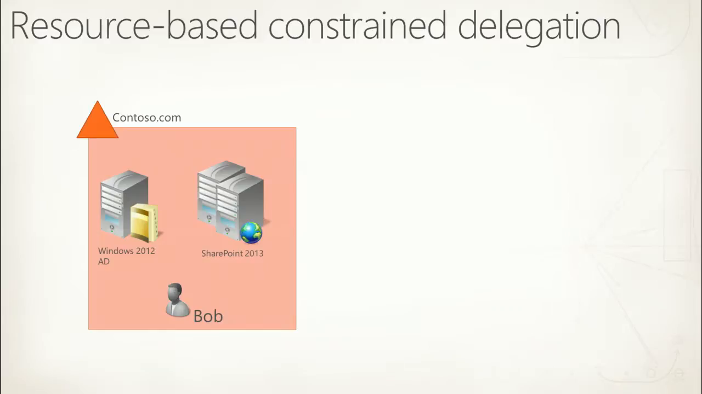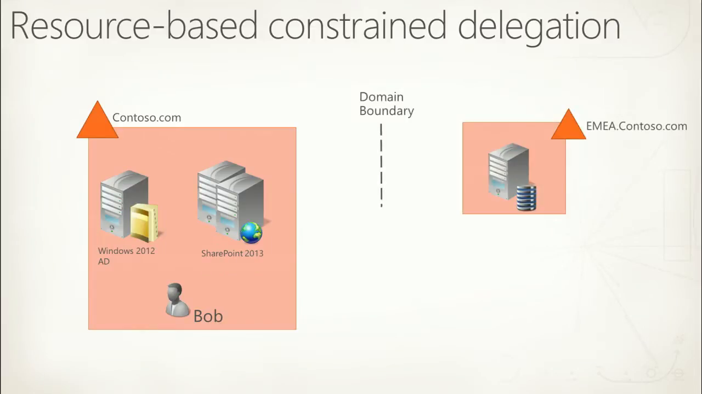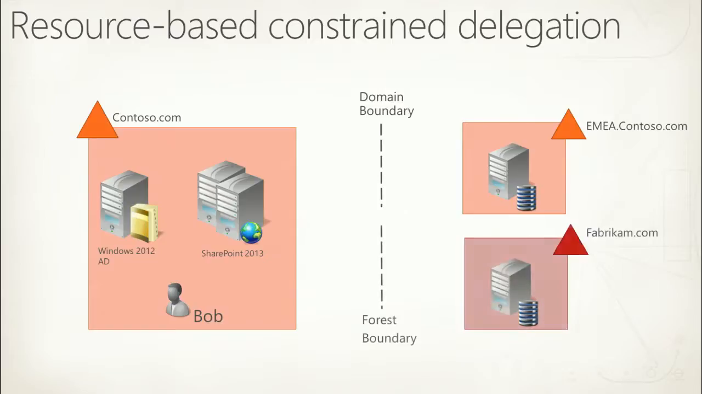All right, so in Resource-Based Constrained Delegation, I have, in this example, a very simple forest, single domain. I've got a SharePoint environment. I'm running Windows 2012 Active Directory within that domain. And let's say I've got another separate domain in the forest where I may have a SQL server that I have to report against. Or maybe I have a forest boundary where I've got a separate forest with trust set up and I want to be able to report against that. What resource-based constrained delegation does is enable that scenario.